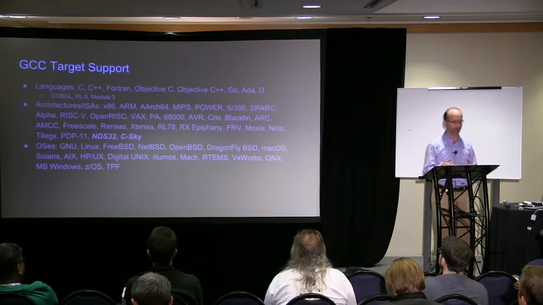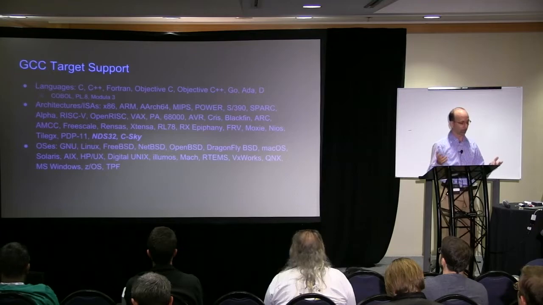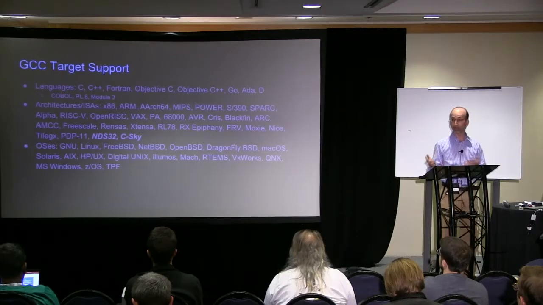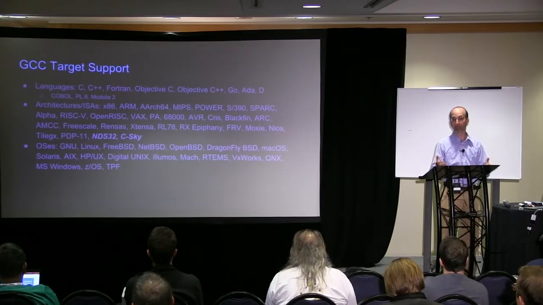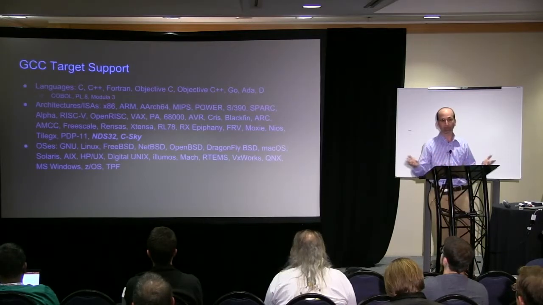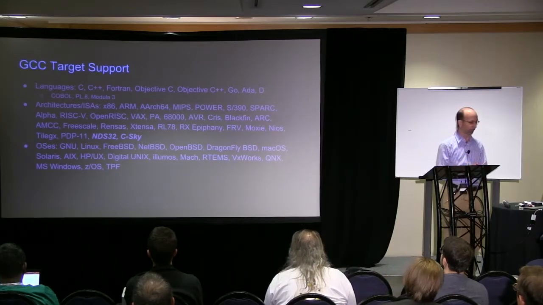Architectures supported are, again, obviously x86, ARM, PowerPC, and a lot of other architectures from FRV to Epiphany. I'm mentioning at the end NDS32 and C-Sky, which were just added to the Linux kernel. They're now just available in Linux, and Linux is able to provide those architectures because the GNU toolchain provides those architectures. So it's the basis for all of the breadth, depth, and portability of it.